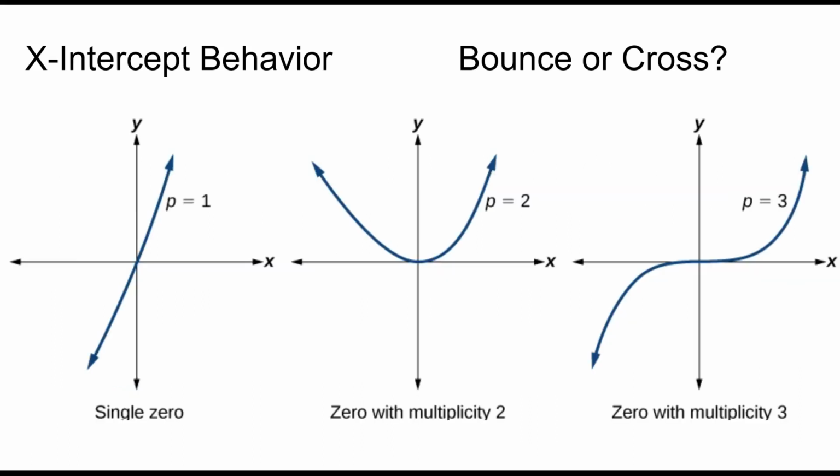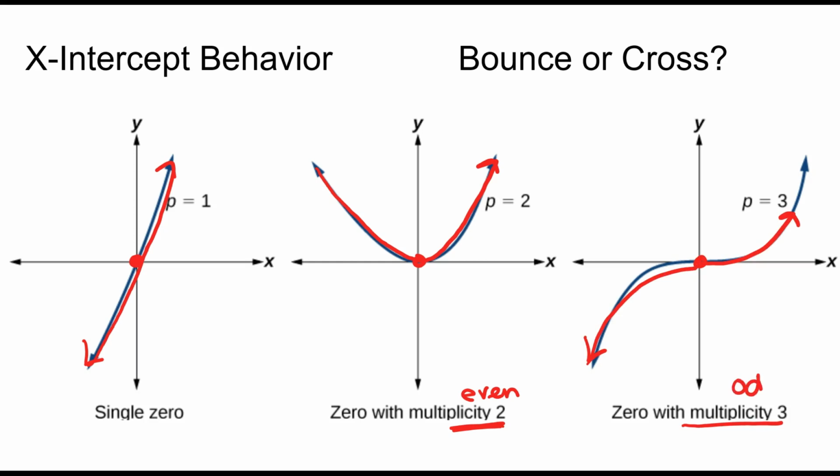So let's just take a look at bouncing and crossing. This graph hits at a single 0, and it is crossing the x-axis. This 0 here has a multiplicity of 2, so it is bouncing back up because 2 is even. And this 0 has a multiplicity of 3, which means it's going to cross because it is odd.